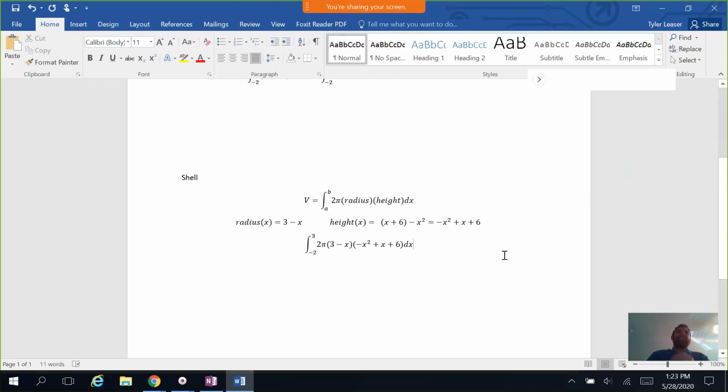Okay, so that's just setting up the integral. Is there any questions about where I got any of that before we do the integral?